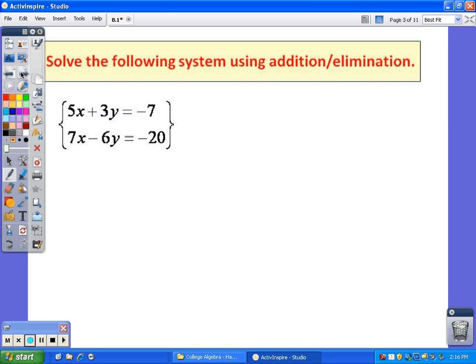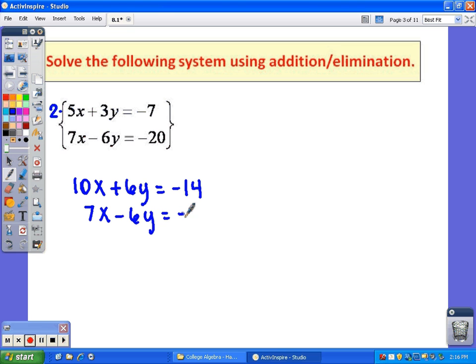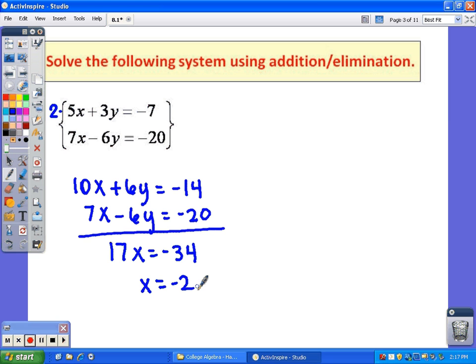Because if you'll notice, if you multiply the top equation by 2, that's going to give you a positive 6y, and you already have a negative 6y in the bottom. So the easier method, not the only method, but the easier method would be to multiply the top by 2. So multiplying by 2, make sure you multiply everything by 2, and leaving that second equation alone, we would get 17x is equal to negative 34. Dividing both sides by 17, you would get x is equal to negative 2.